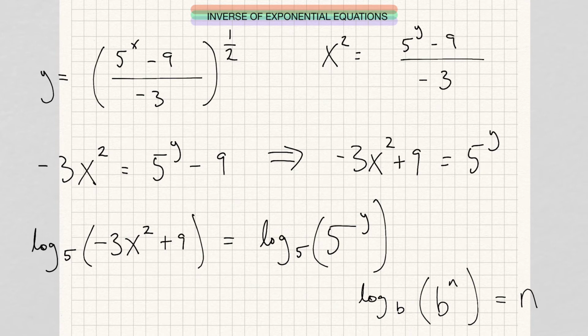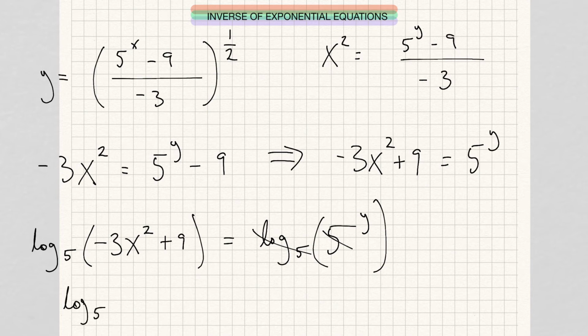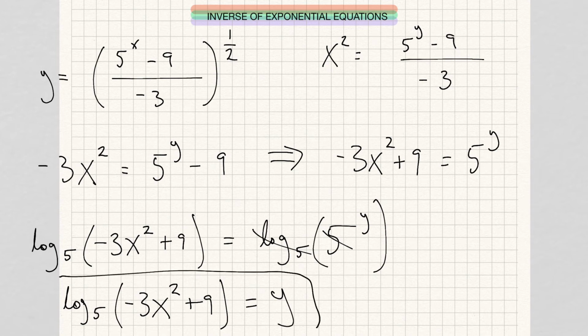So log base 5 of 5 raised to the y power is just going to equal y. What it does is it cancels out. So our answer is log base 5 of negative 3x squared plus 9 equals y. And here's our answer. That's the inverse. We took the inverse, and this is what we get for our answer.